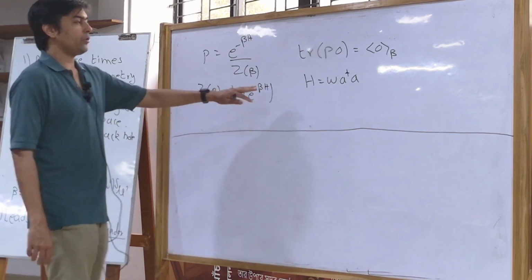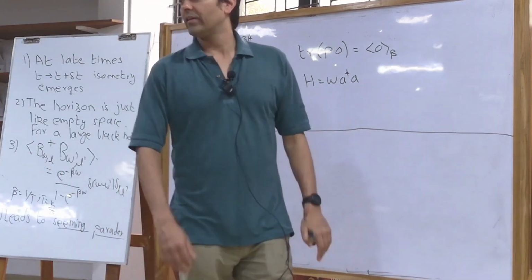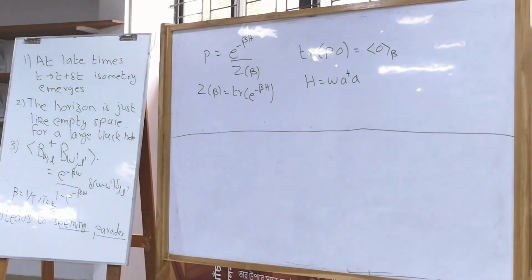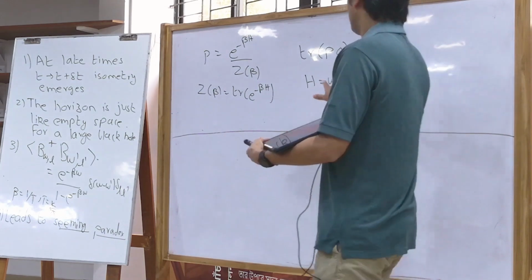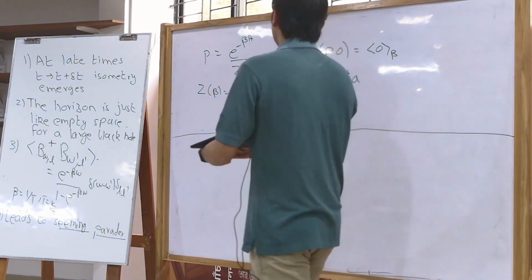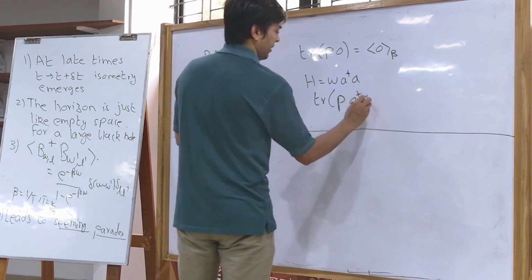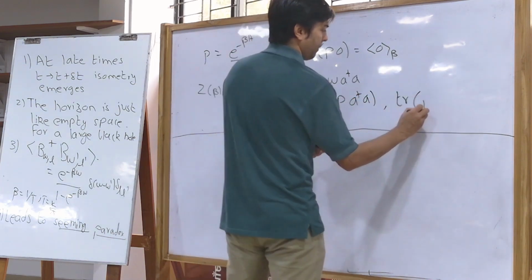Okay, so this is actually a good exercise for all of you to do. Please try and do it. We're not checking assignments, of course, but I would strongly encourage all of you to do this exercise for a simple harmonic oscillator with this Hamiltonian, and then compute the trace of rho a dagger a, and the trace of rho a a dagger.